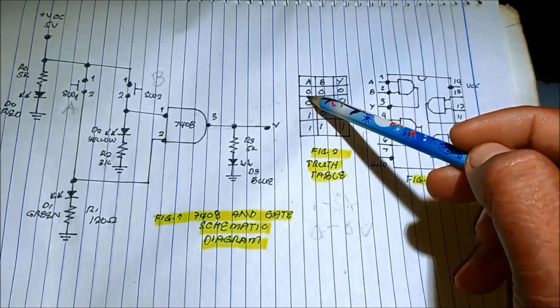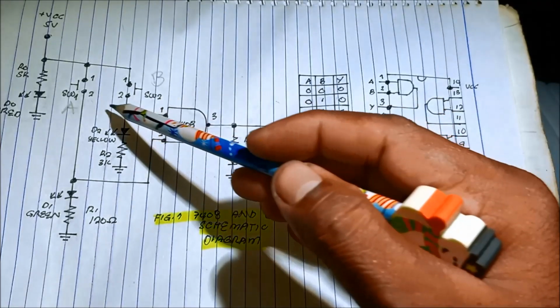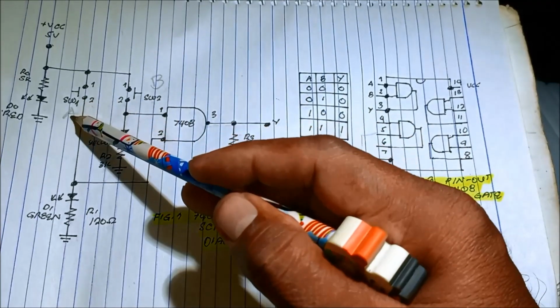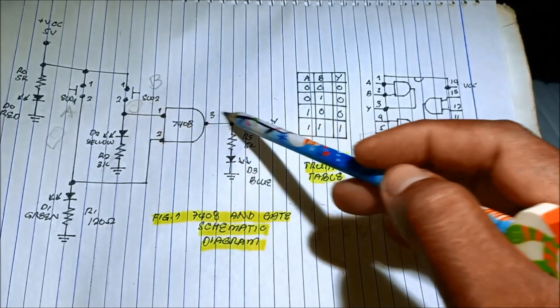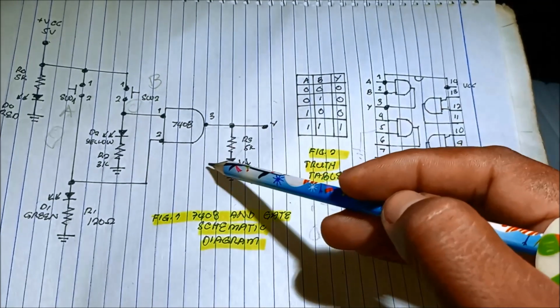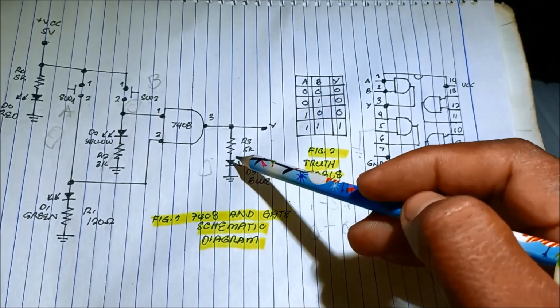The first condition is 0, 0, 0. 0 means we did not press the switch. Switch A, 0. Switch B, 0. Therefore, the output is 0. The LED did not turn on.